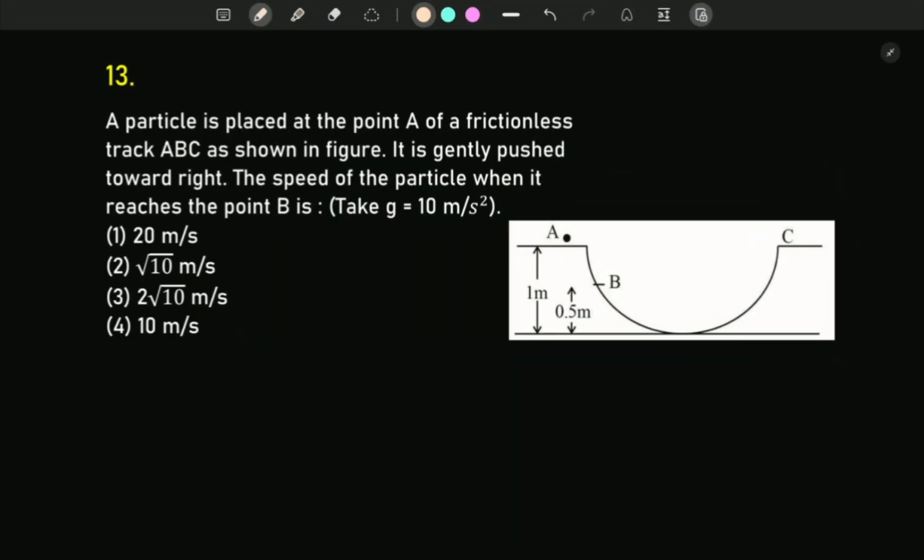Moving on to the next question, we are given a particle is placed at a point A of a frictionless track ABC as shown in the figure. It is gently pushed towards the right. The speed of the particle when it reaches the point B, so VB we need to find out. Let me draw this with a different color. Initially we are given that VA equals 0 because the particle is placed at point A without any velocity, just placed. So VA is 0. We need VB. I will definitely use energy conservation.